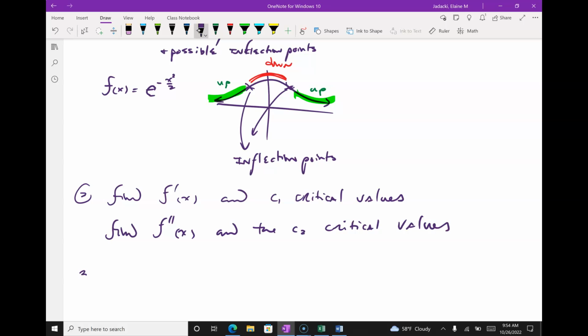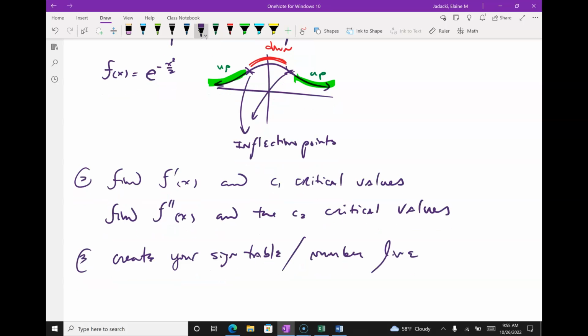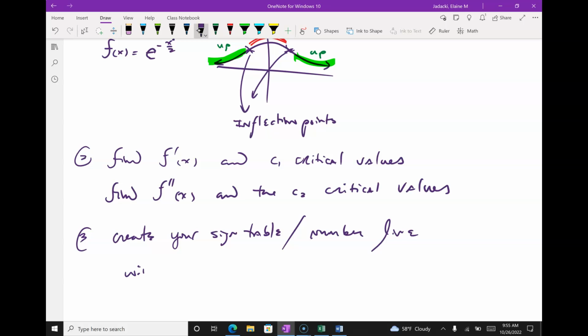Create your sign table slash number line, right? With C2 values and test values, using C1 values when possible.